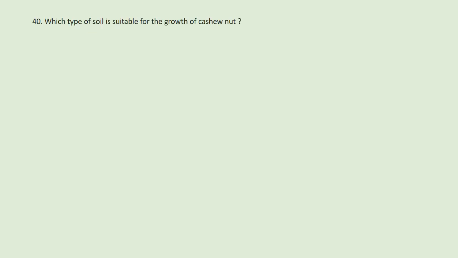Question 40. Which type of soil is suitable for growth of cashew nut? A. Alluvial soil. B. Black soil. C. Red soil. D. Red laterite soil. Option D is the right answer. Red laterite soil is most suitable for growth of cashew nuts.